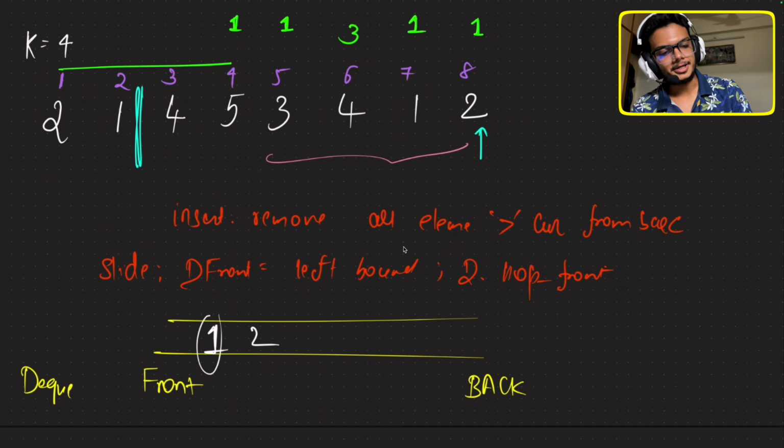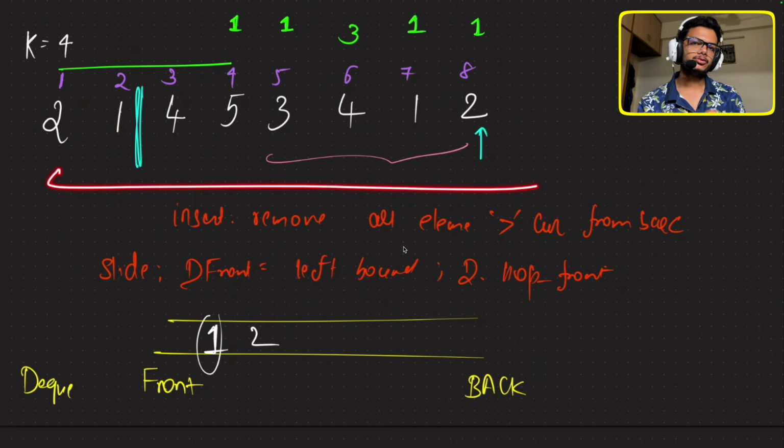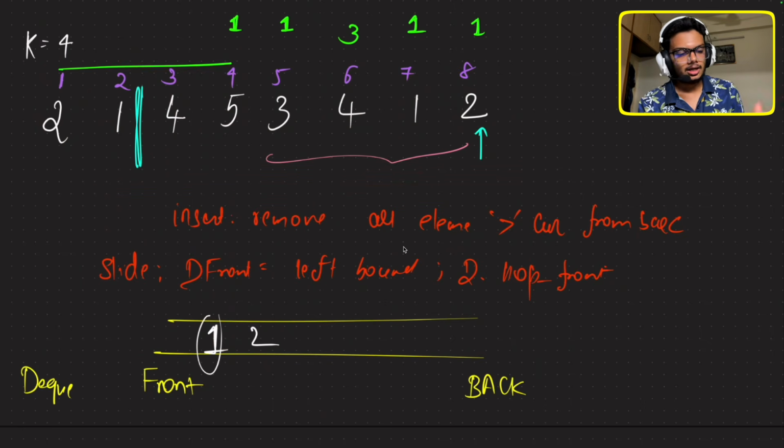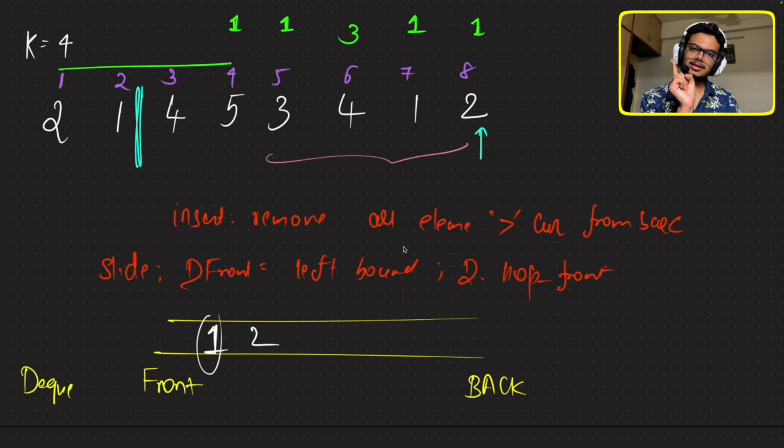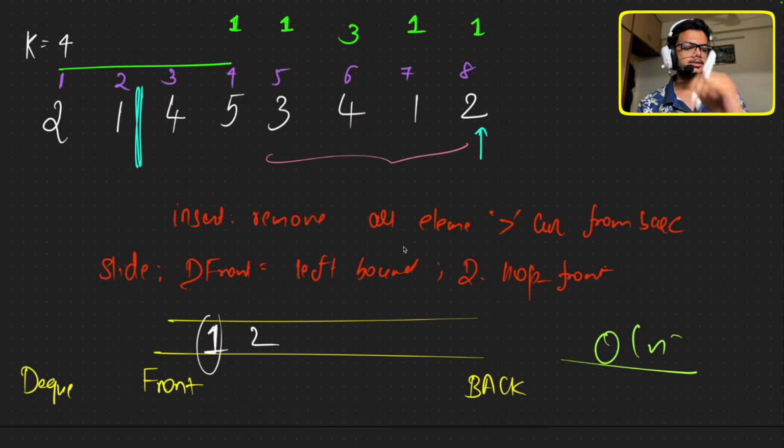So notice what just happened. We just moved from left to right of the array once, and all we did was, for every index, perform at most one insertion or deletion from the front, and at most one insertion or deletion from the back. And these are constant time operations. So all in all, the total time complexity here is just order of n.